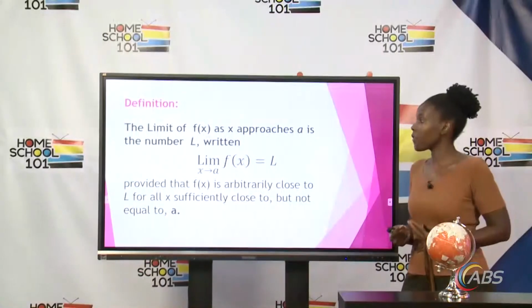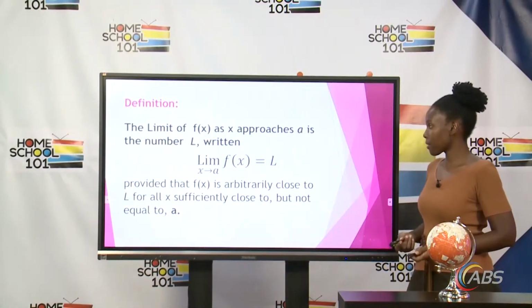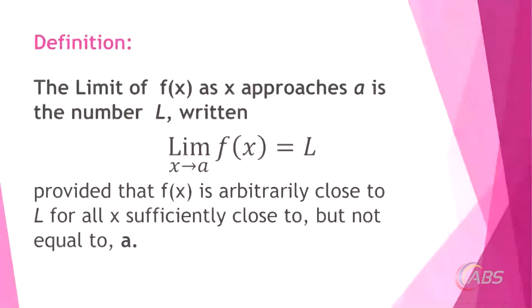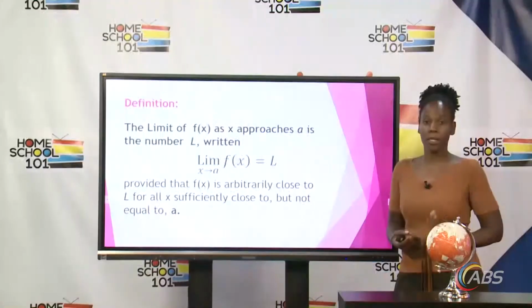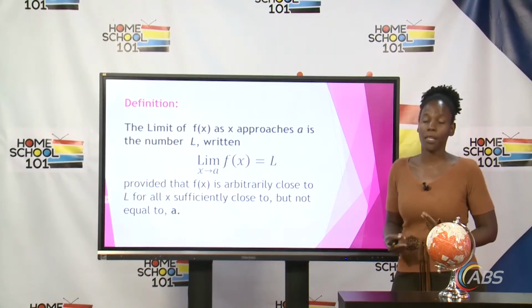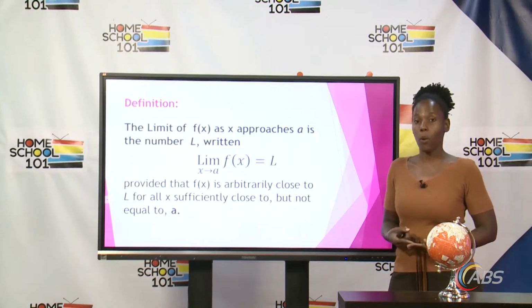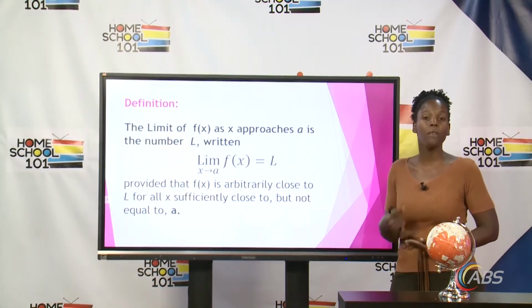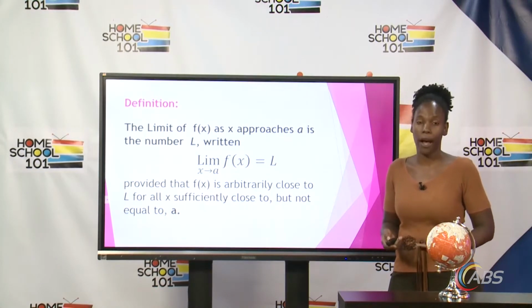So the definition of a limit. The limit of f of x as x approaches a is the number L, written: the limit of f of x as x approaches a equals L, provided that f of x is arbitrarily close to L for all x sufficiently close to but not equal to a. Essentially, when we define the limit of a function, we're looking at how the function changes as we approach a particular value. Not necessarily what happens at the value, but how the function changes as we approach that value of a.